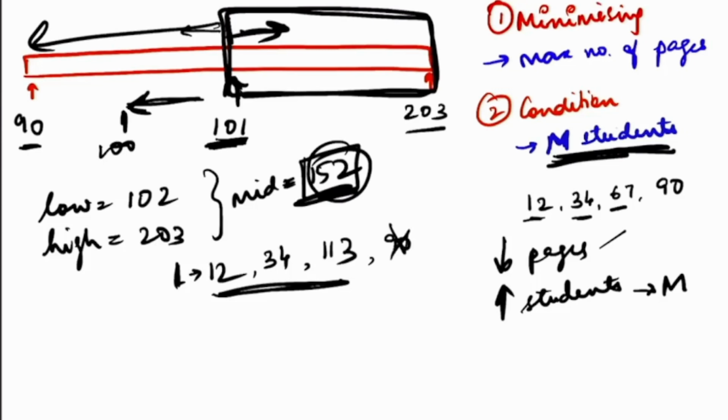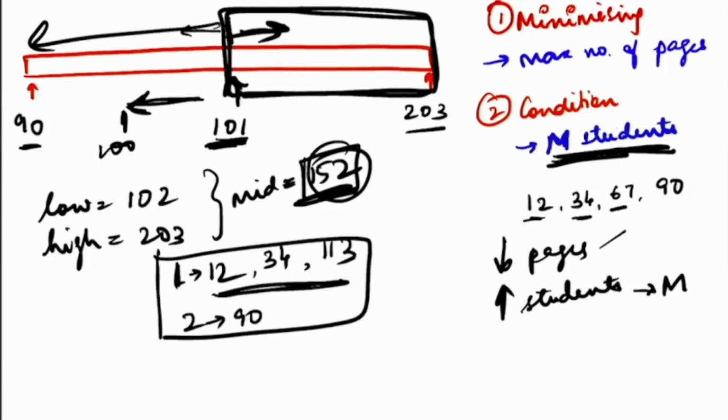So that is why instead of adding 90 over here, what we are going to do is give the 90 pages to the second student. So this is a possible solution. Now this is a possible solution, but is this the answer? So we are at 152 over here. Is this the answer? No, because we have to minimize. Okay, this is a minimizing problem.